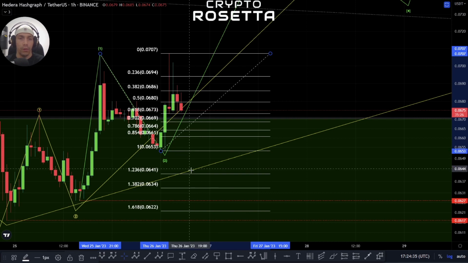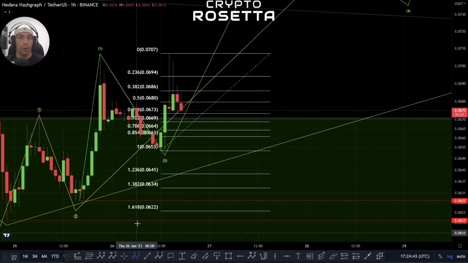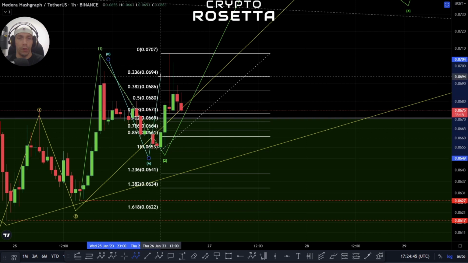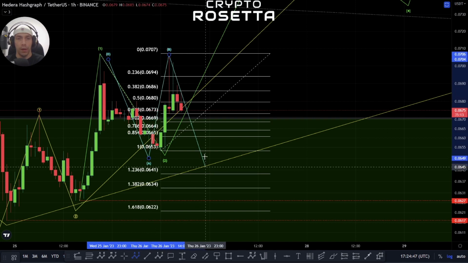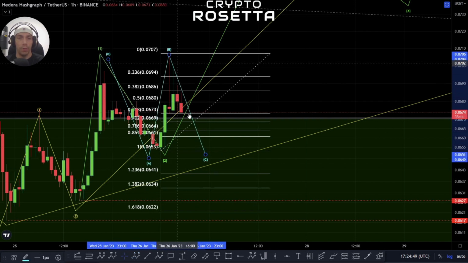Or alternatively, if it looks to extend, potentially this 0641 to this 0634 would be an area we could look to move down to. So we just have to give this a little bit more time within this move and see how it plays out. We could make another move down here, form a double bottom, and then look to push up.